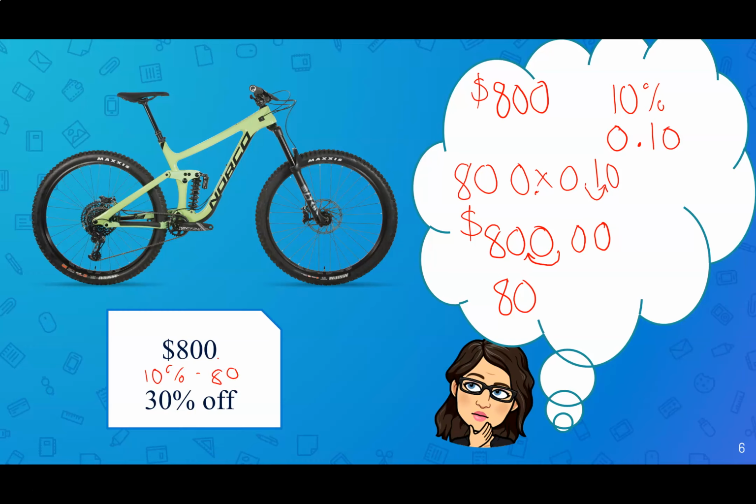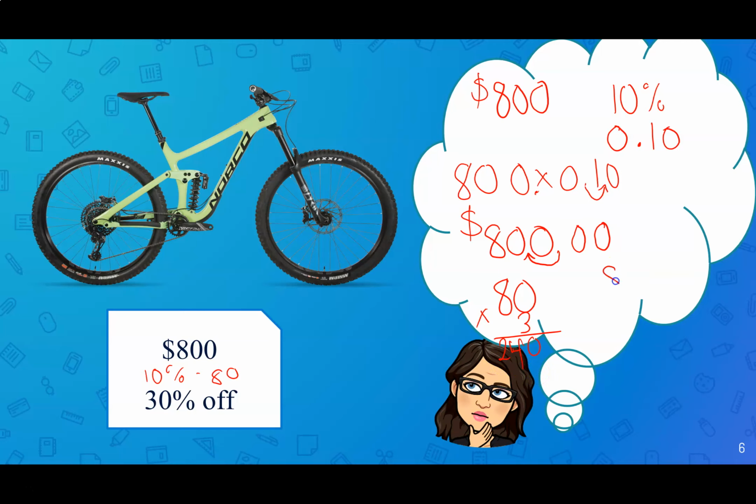So what would 30% off be? Well, it would be 3 times that amount. So why don't we multiply by 3? 3 times 0 is 0, and 3 times 8 is 24. So my bike is going to be $240 off.